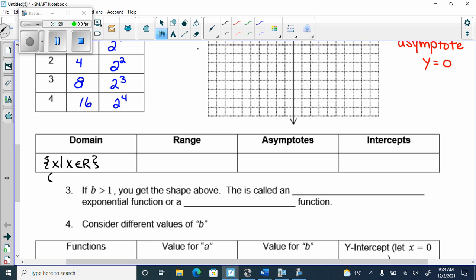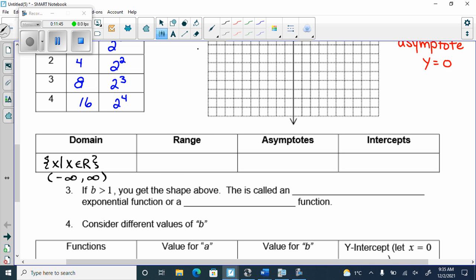Or in interval notation, negative infinity to infinity. What's the range? Nope. Because if it just can't equal 0, then there are these negatives on this graph. There aren't any negative y's. So, well, that's one of them.